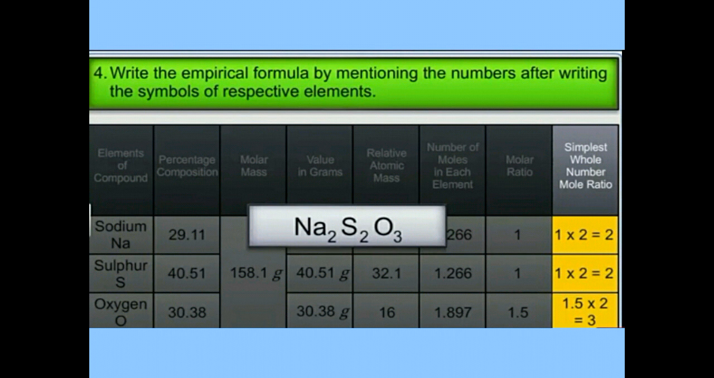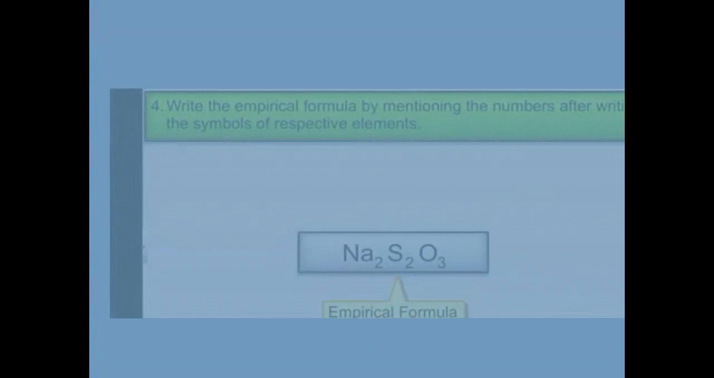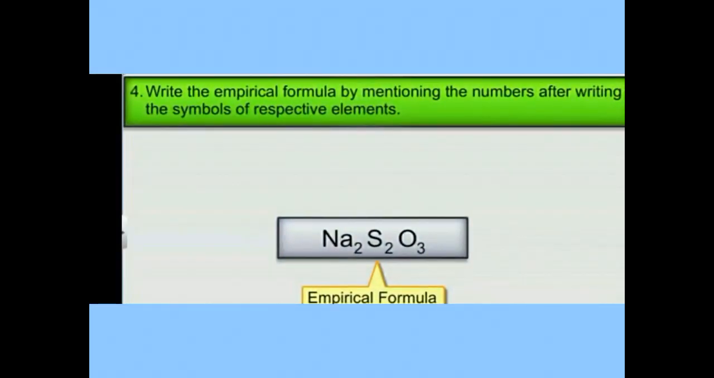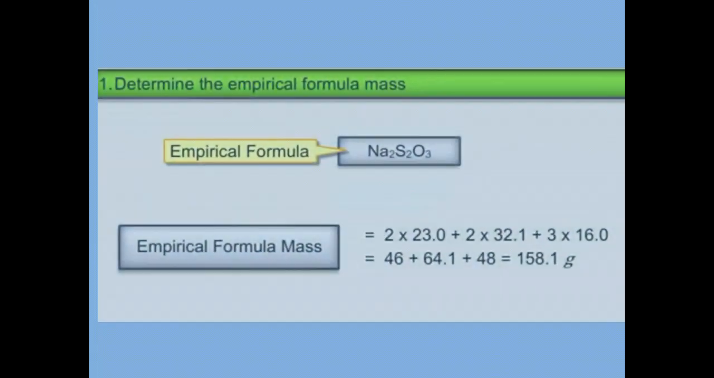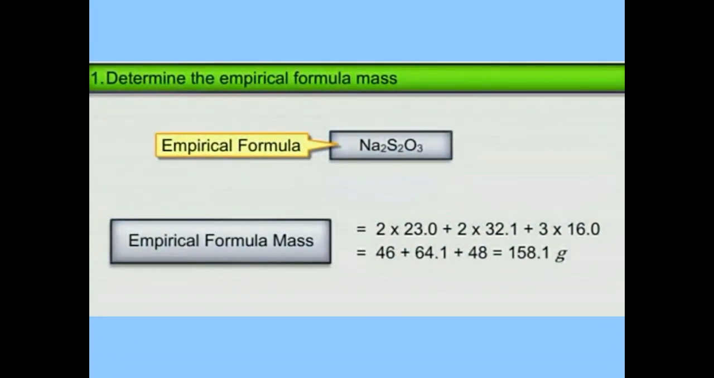It means we have got the empirical formula of our compound. The empirical formula of the compound is Na2S2O3. Clear? Now what we have to do, yes, this is the empirical formula. Now we have to calculate the molecular formula also. For the molecular formula, we want the molecular mass and empirical formula mass. Molecular mass is already given in the question, and we have to calculate the empirical formula mass.